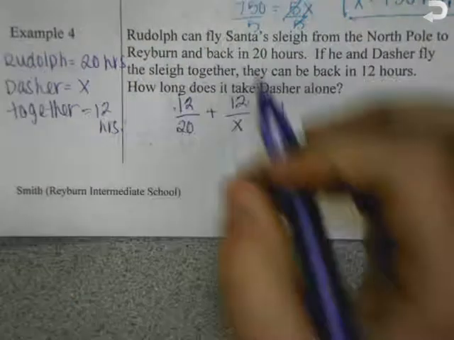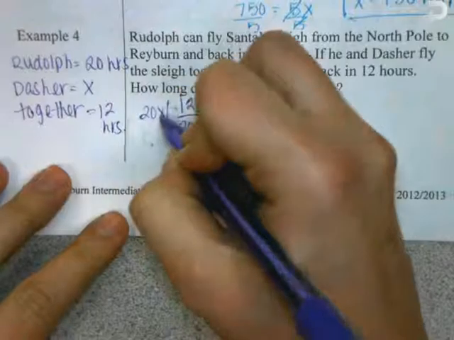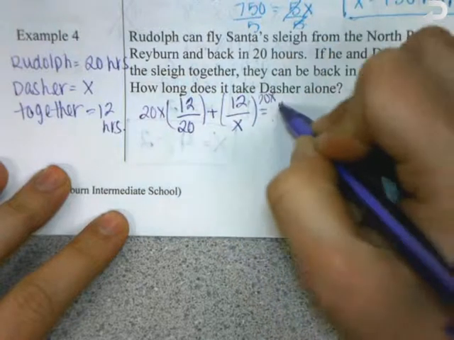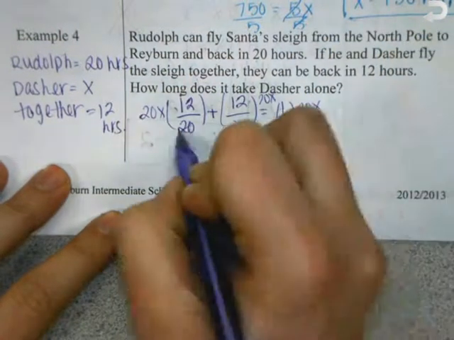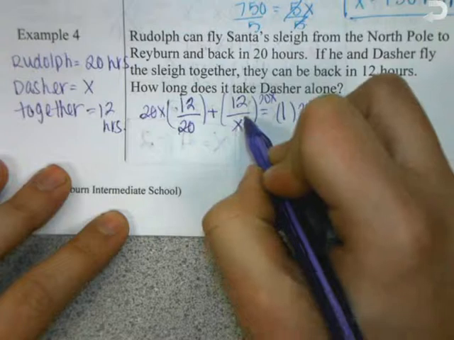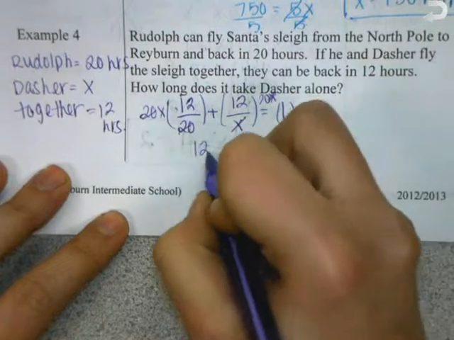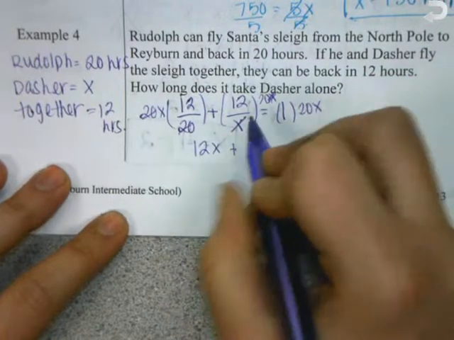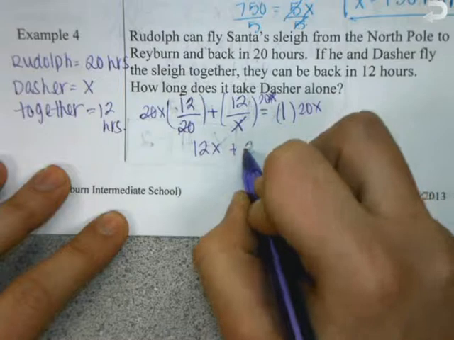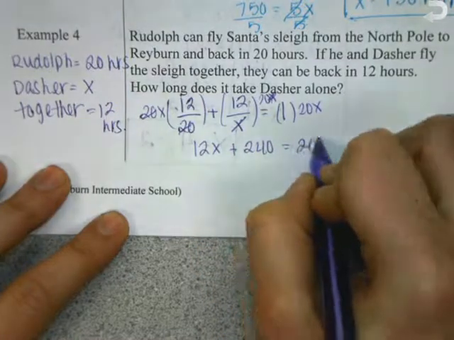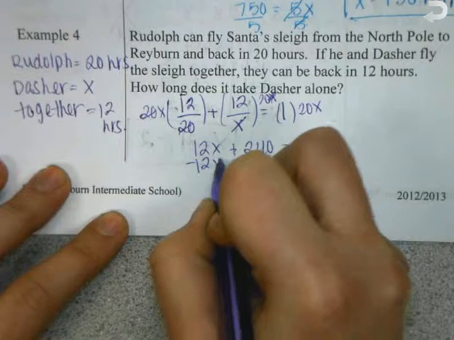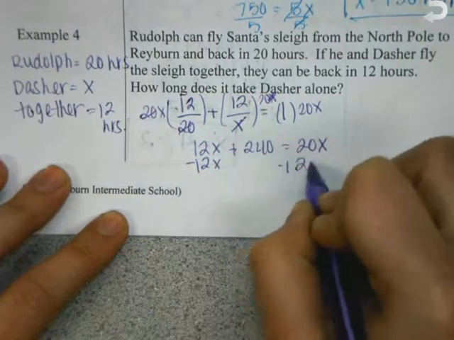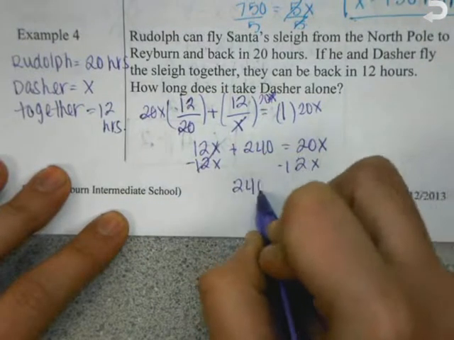So 20 and 20 reduce. X and X reduce. That gives me 12x plus 12 times 20 is 240 equals 20x. Subtract 12x from both sides. I get 240 equals 8x. Divide both sides by 8. So x equals 30.